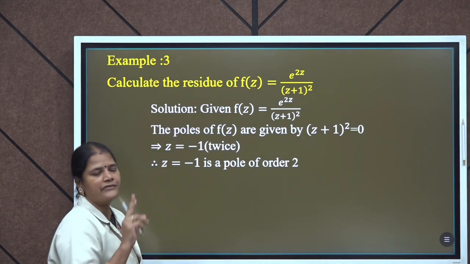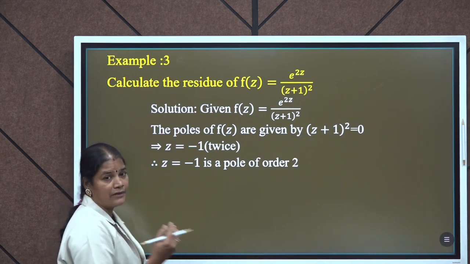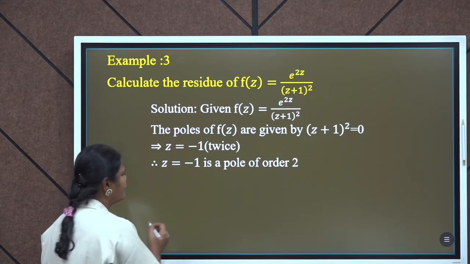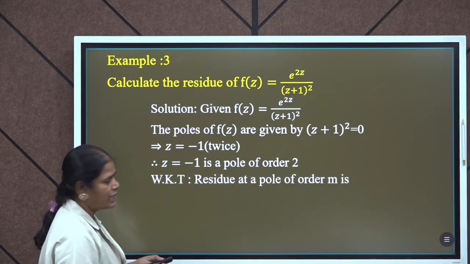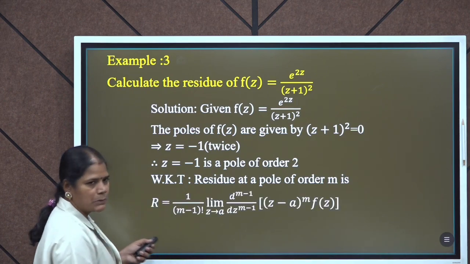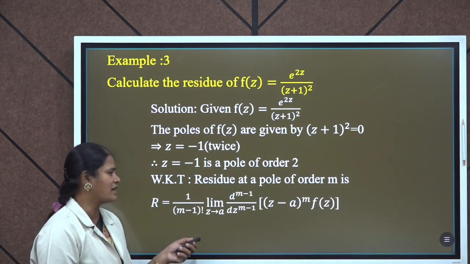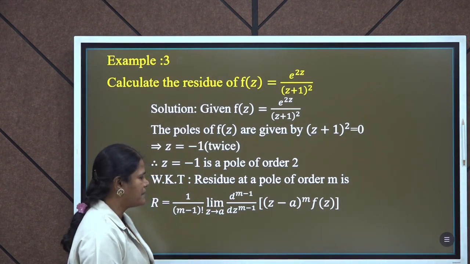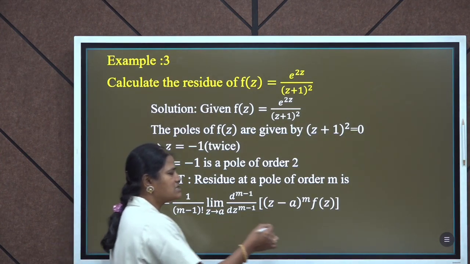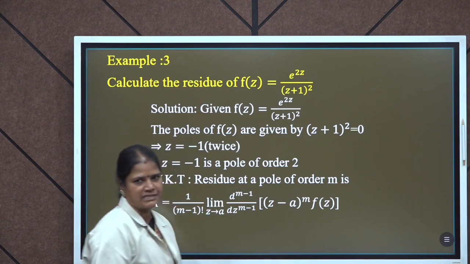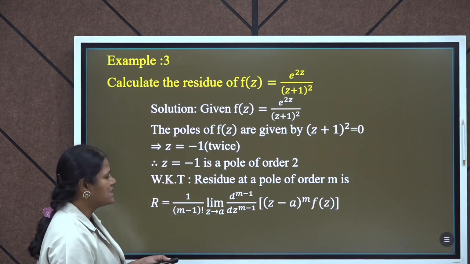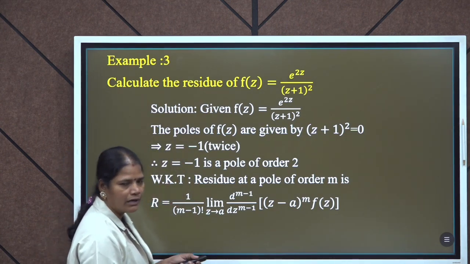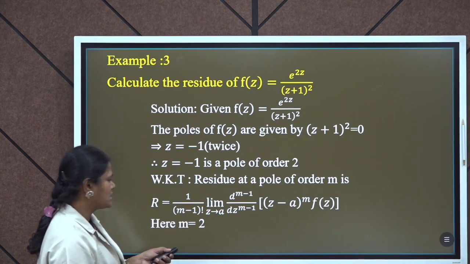For this problem, we are going to apply the third formula. What is that formula? Residue at a pole of order m is nothing but R = 1/(m − 1)! times the limit as z tends to a of d^(m−1)/dz^(m−1) of (z − a)^m f(z). What is m here? M is nothing but the order. What is the pole of order? 2. So, instead of m, you can substitute 2.